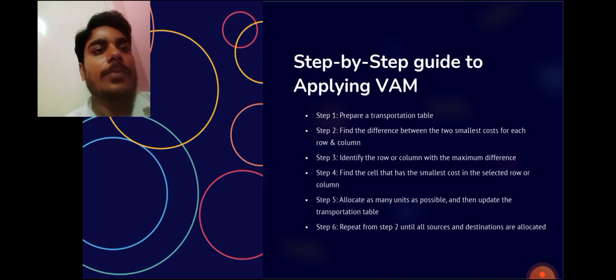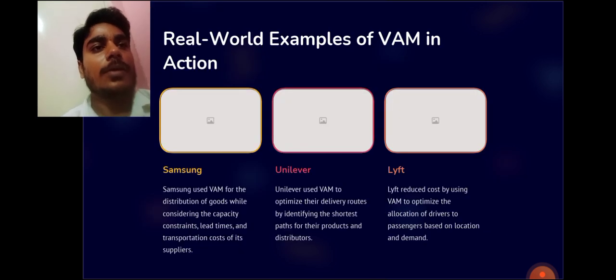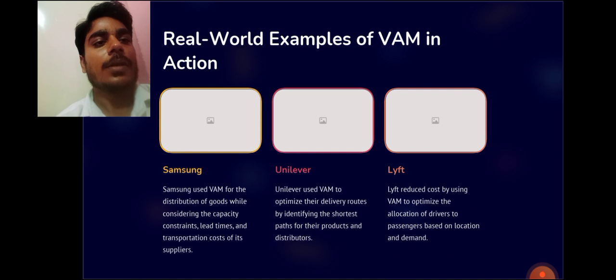After the process of the VAM method, we are going to discuss real world examples of VAM in action, in real life, like Samsung, Unilever and Lyft. First, we are going to discuss Samsung. Samsung uses VAM for the distribution of goods while considering capacity constraints, lead times, and transportation cost of its supplies. Unilever optimizes its delivery routes by identifying the shortest paths in its product distribution.